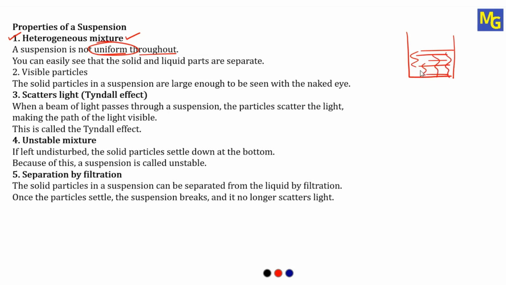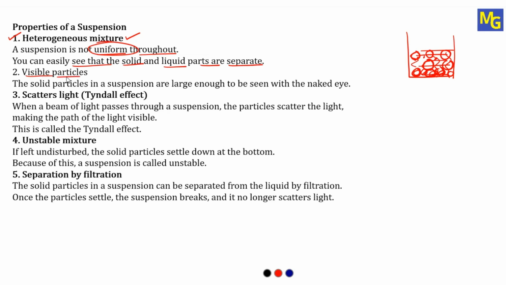So you take water from any corner of this beaker, it will taste the same. If you are using salt and water, it will be equally salty when you take water from any corner of this beaker. That means it is mixed uniformly. But a suspension is heterogeneous, so it will not show uniform composition. You can easily see that the solid and liquid parts are separated. I told the example of chalk powder. When you put chalk powder or flour, some will settle at the bottom and some will remain suspended in the liquid. So you can easily separate solid and liquid. That is called heterogeneous.